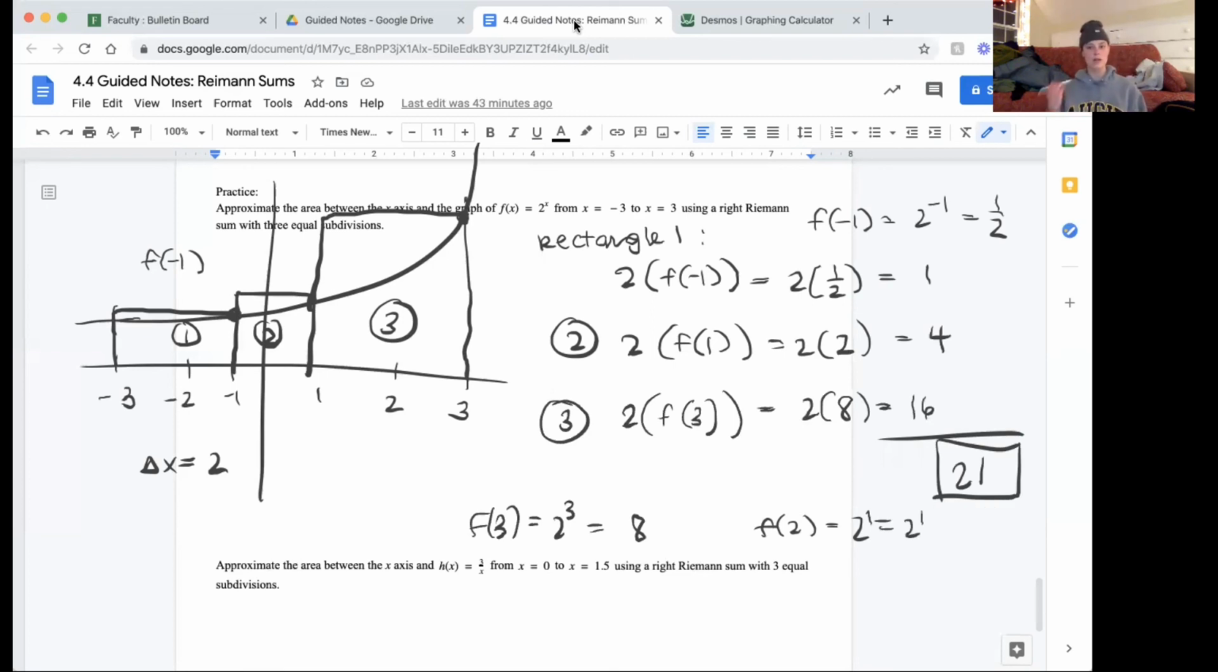And as you can see, this is a pretty bad estimate because we have all this extra space right here, and right here. But, you know, take it with a grain of salt.